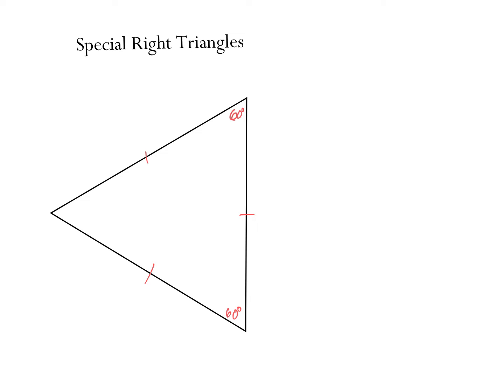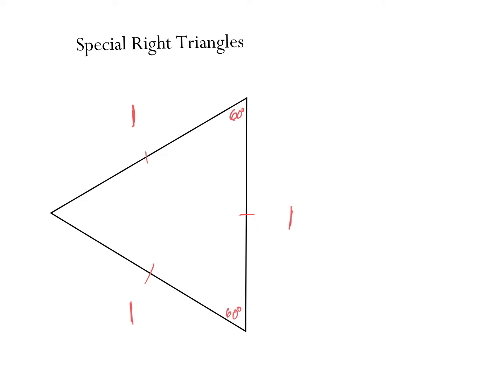All right. And if all three sides are the same, can I just pick a number for it? I'm going to. This is going to be one, this is going to be one, and this is going to be one. Okay. Now, you will notice that the title of today's notes is special right triangles.